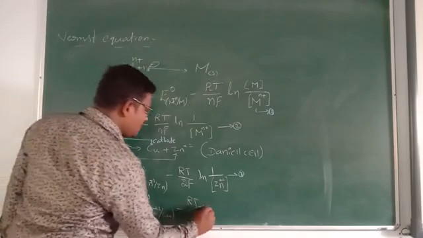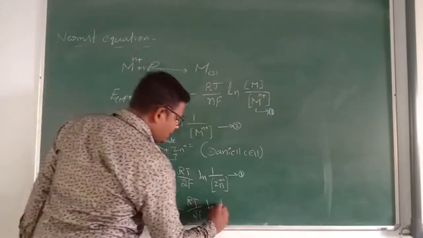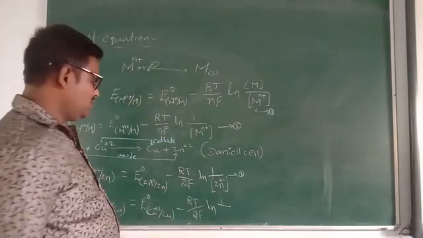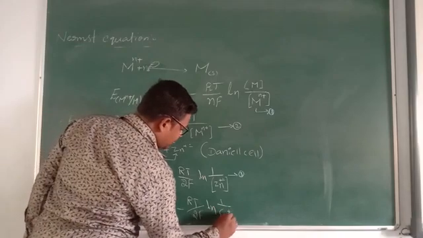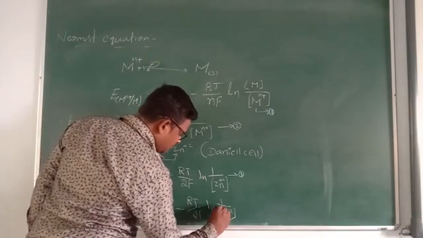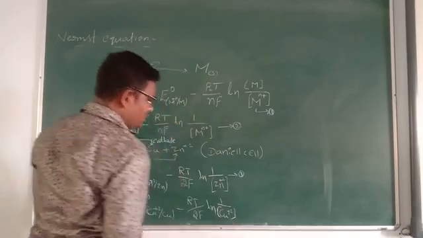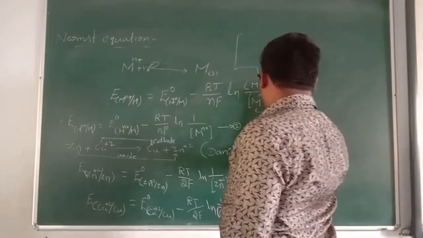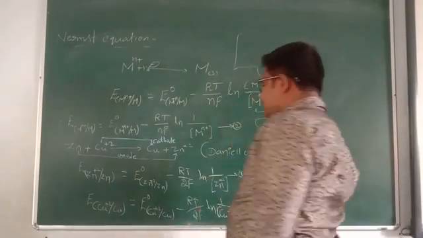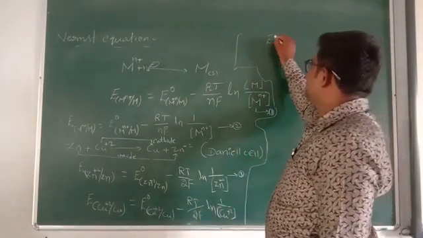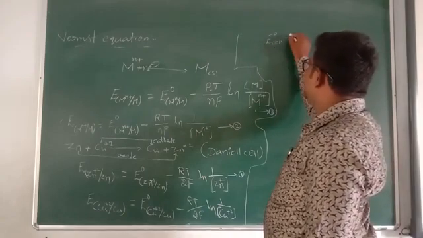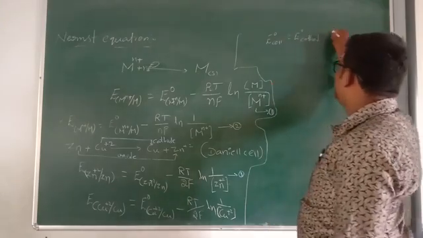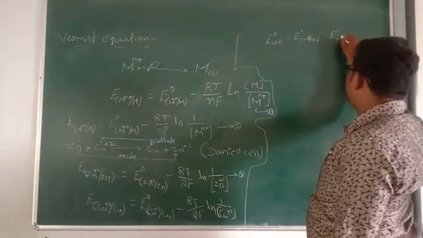So 2F ln 1 by the copper ion concentration. ln means similar to log; 1 ln is equal to 2.303 log. Now, from our previous discussion, we know that E naught cell is equal to E naught cathode minus E naught anode.